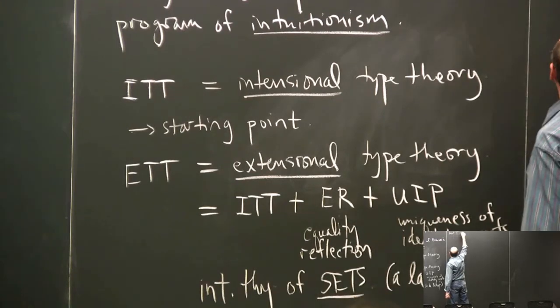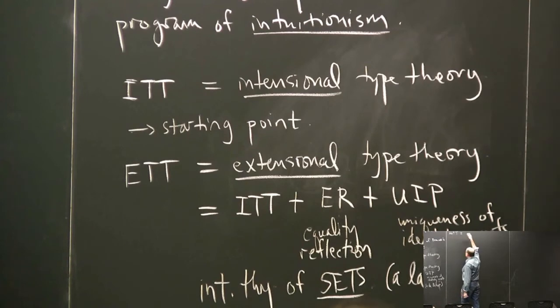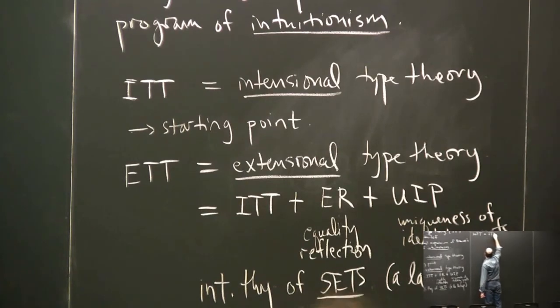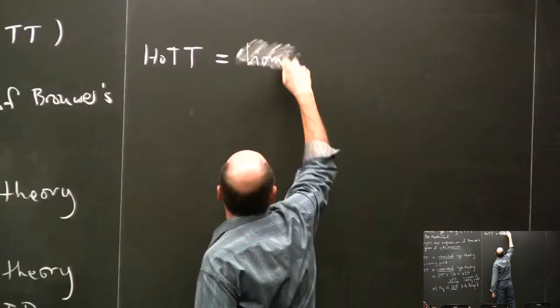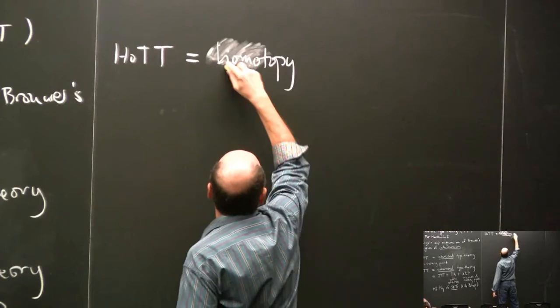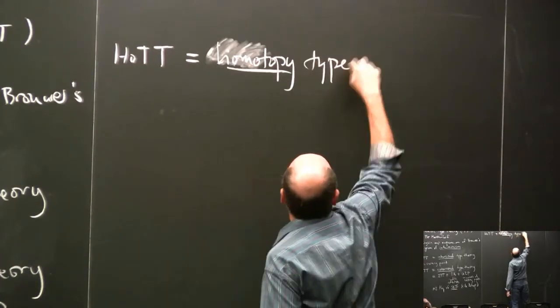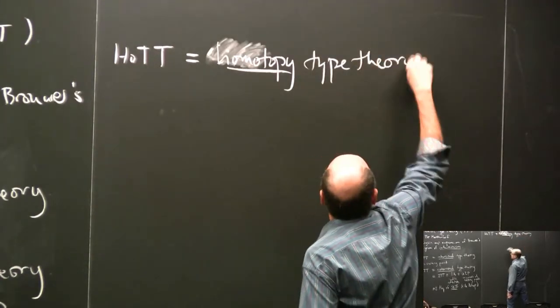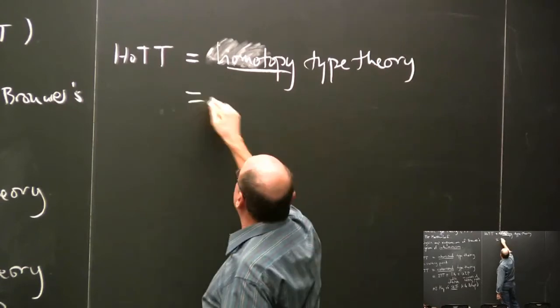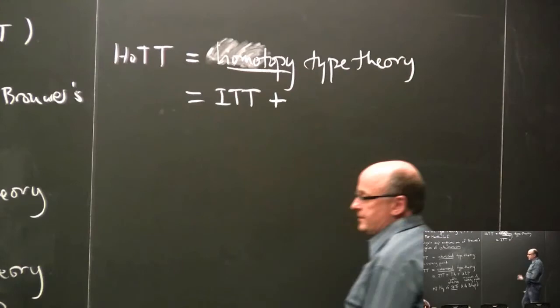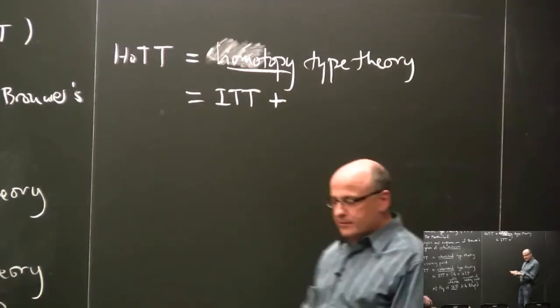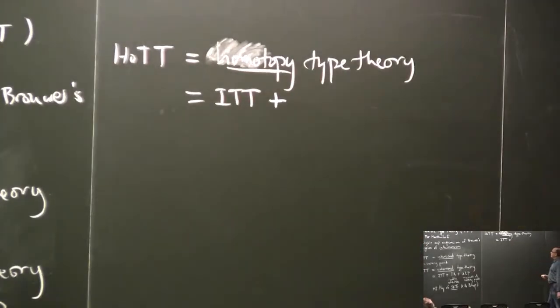mean. So what is HoTT? Homotopy type theory is actually a different elaboration of ITT plus some other things. So let me continue my pattern. This is called homotopy type theory. It's an elaboration of intuitionistic type theory with two other axioms that are incompatible with ETT. These are like different directions in some way.